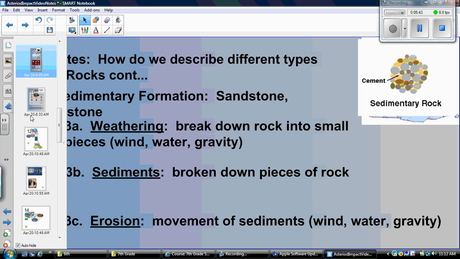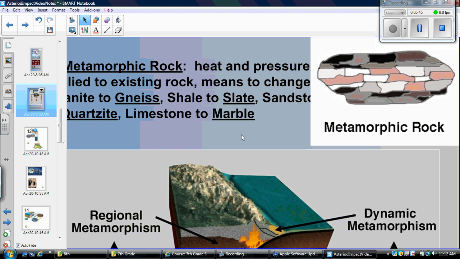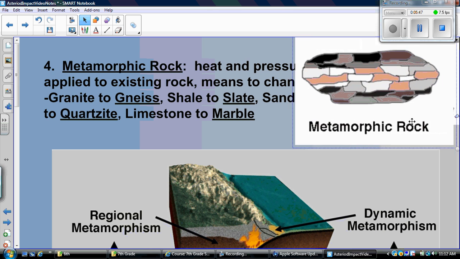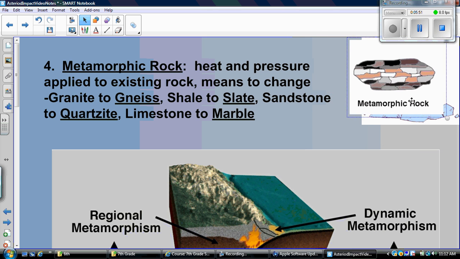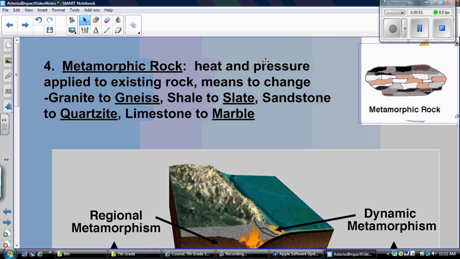Okay, and the last type of rock are your metamorphic rocks. And I gotta make that smaller because for some reason I made it too big. Okay, so metamorphic rock is an already existing rock as well. Basically you take either an igneous or sedimentary rock and you apply heat and pressure to that rock, and that causes it to change. That's what metamorphosis means, to change.